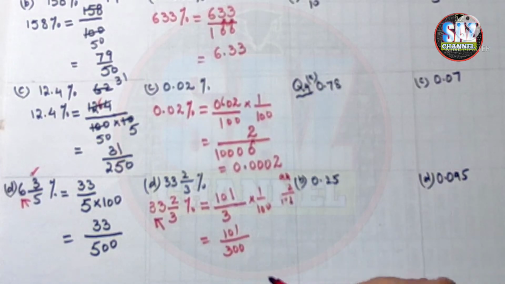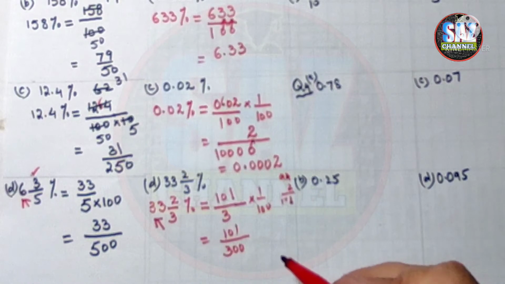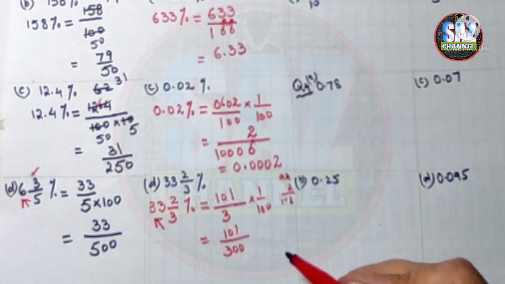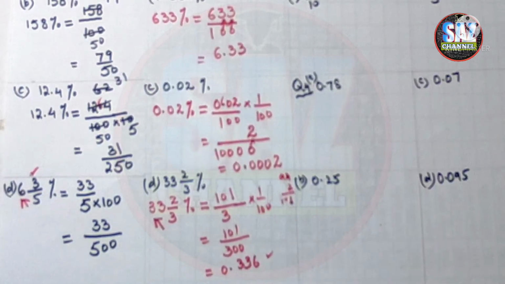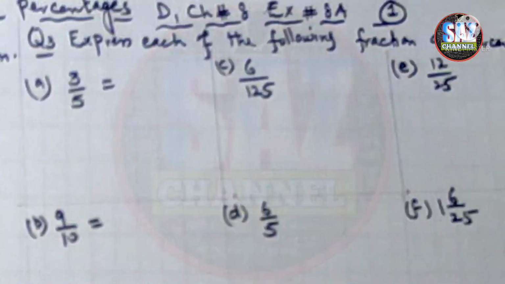So 101 by 300, what to do? I have to perform the calculations. I have to divide it by 300, and this will become 0.336.